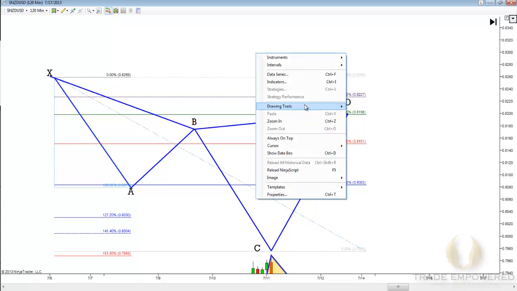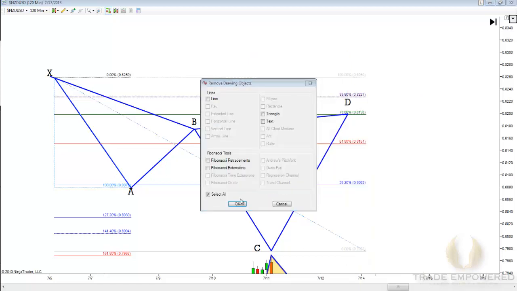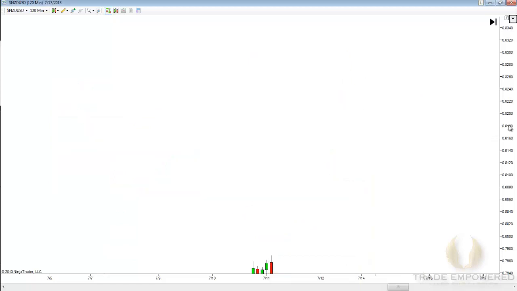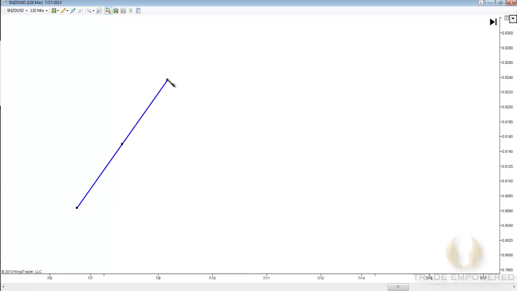Let's do one more example. Let's check out a bullish Cypher pattern. So again, the first thing we identify is our impulse or our anchor leg. We're going to label that X to A for our initial move.